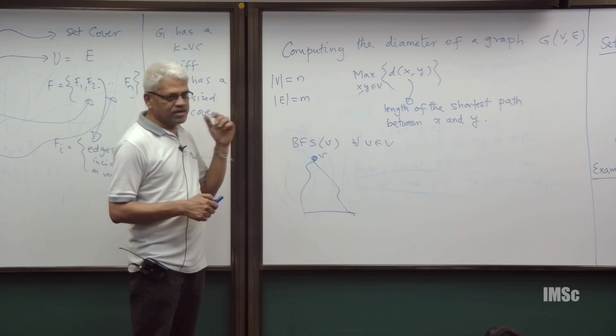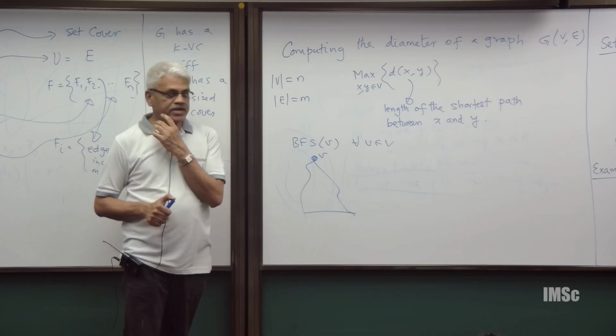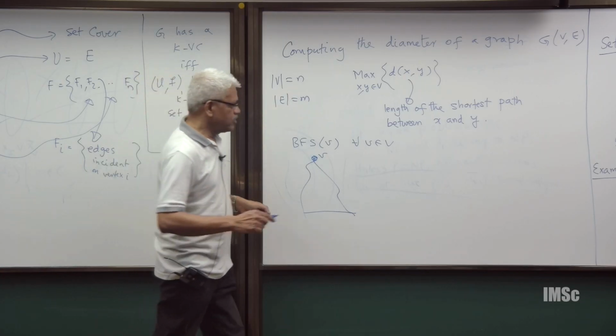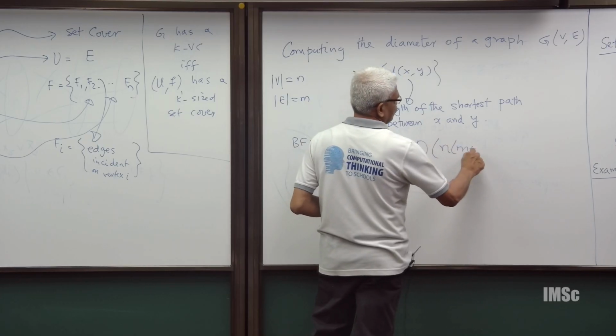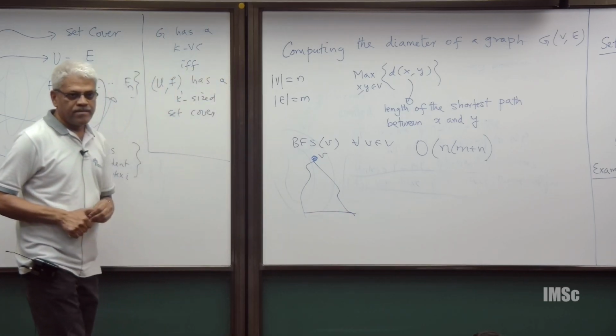Okay. How much time does BFS take? m plus n, if there are m edges and n vertices, and you are doing it n times. So, that is n times (m plus n). Okay.